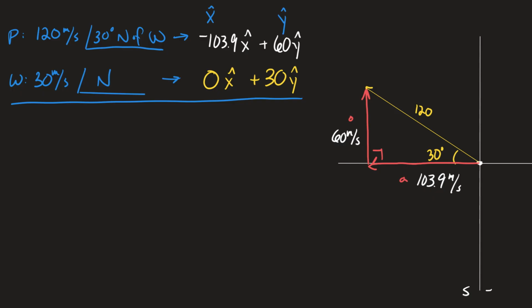Now, the easiest part, we just add. So just add straight down, right? All the y's should be lined up and all the x's should be lined up. So when I add straight down, I get minus 103.9 x hat plus 90 y hat. So I added the vectors. That part's easy. Any question about that? Now, this is the plane's velocity relative to the ground, but it's expressed as a rectangular, and we have to express it as a polar. So we need to take this and convert back to polar.